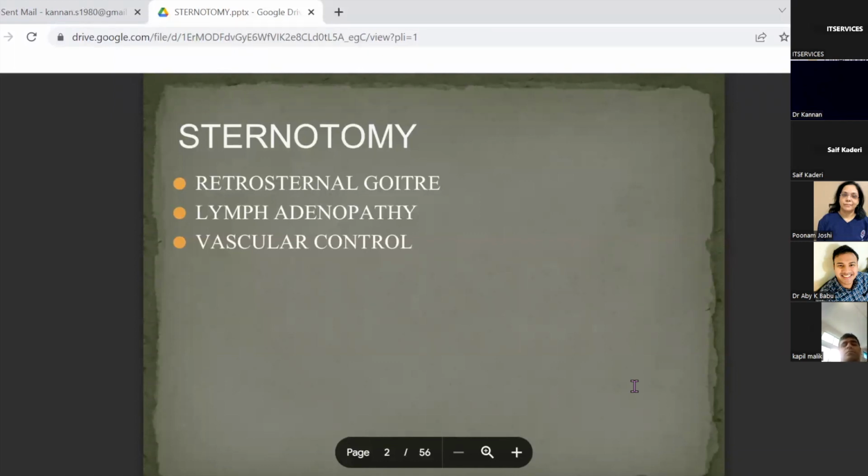Thank you. So when do we need sternotomy in a patient with thyroid lesions? When you have a retro-sternal goiter, or when you have a lymph node in the mediastinum, for example level 2A, 2B, and level 2 right and level 2 left of the mediastinal nodes, which cannot be cleared by VATS, where normally the thyroid malignancy has metastasized. And if it is not approachable from the neck, we would need a sternotomy. But the most important indication is vascular control.